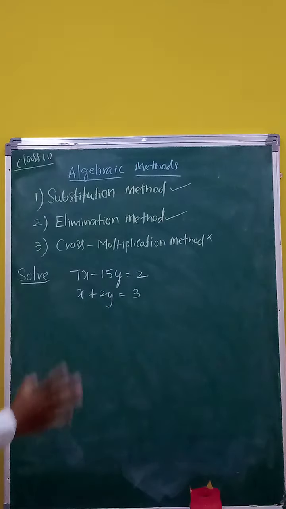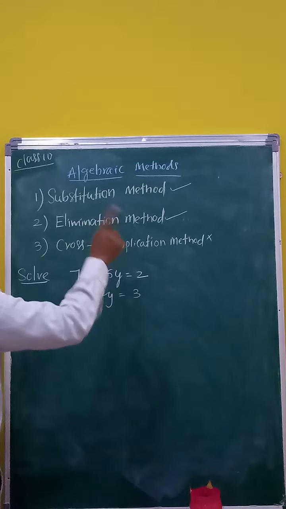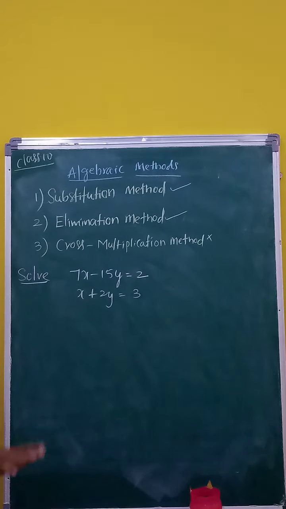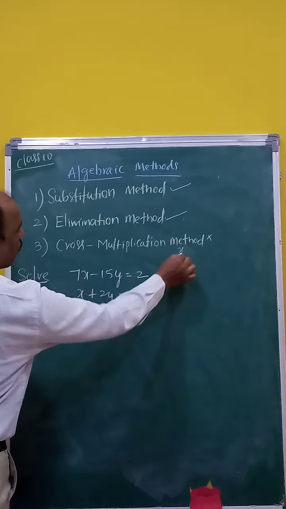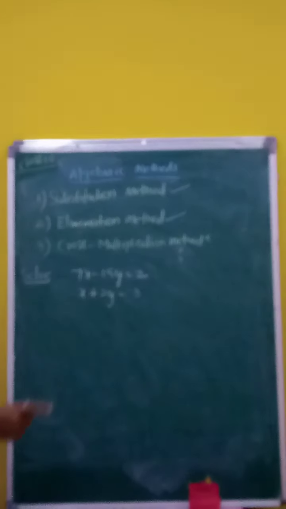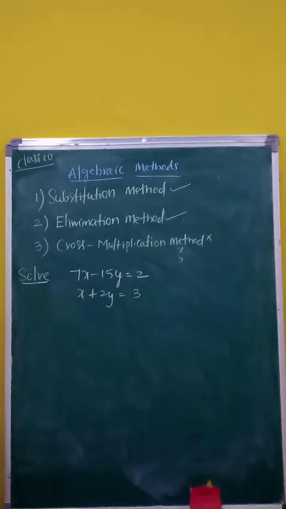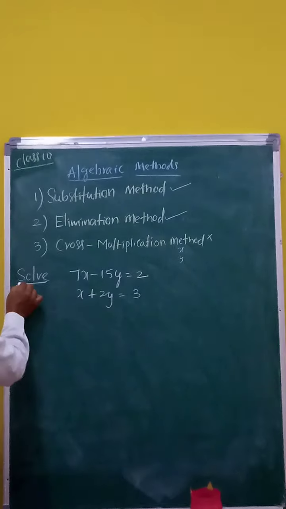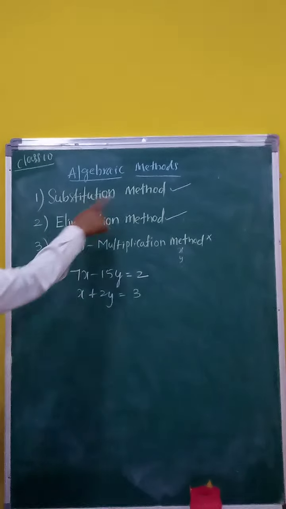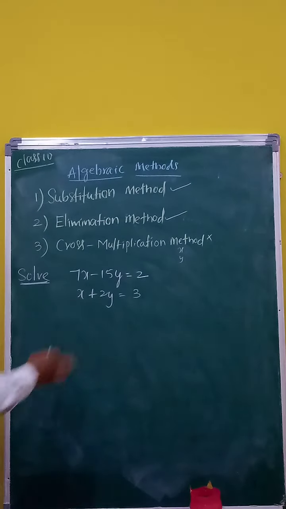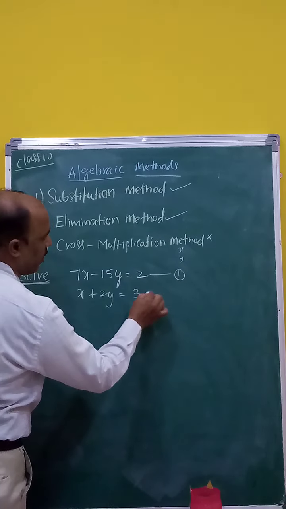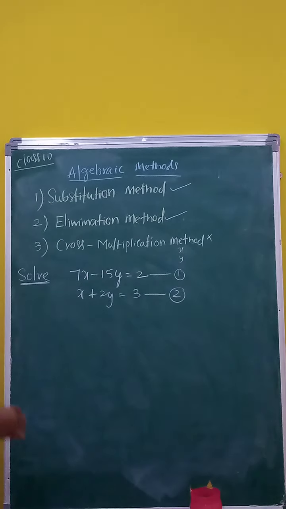Finally, the conclusion is we have to find x and y variables. In the graphical method and in algebraic methods, it is the same: we have to find the x value and the y value. First, I'll explain the substitution method today. The given equations are to be solved by substitution method: 7x minus 15y is equal to 2 and x plus 2y is equal to 3. Equation 1 is this one, and this is equation 2.